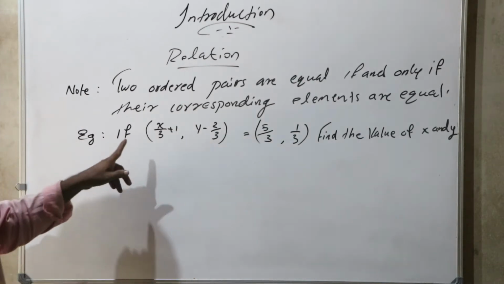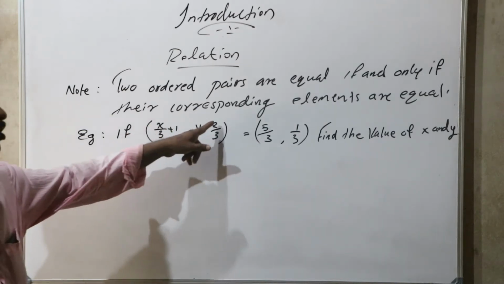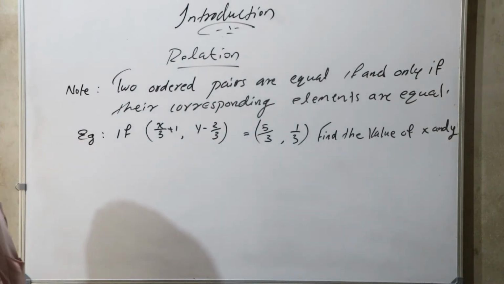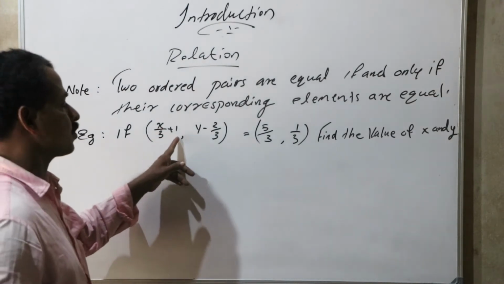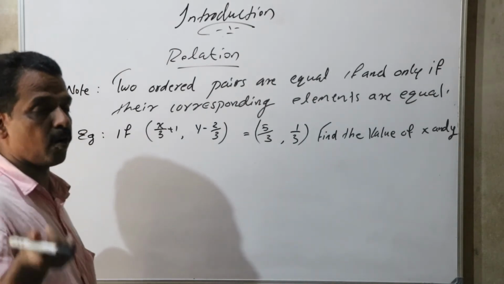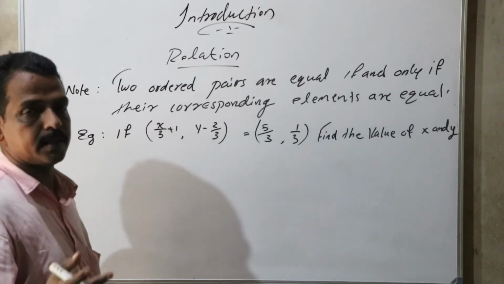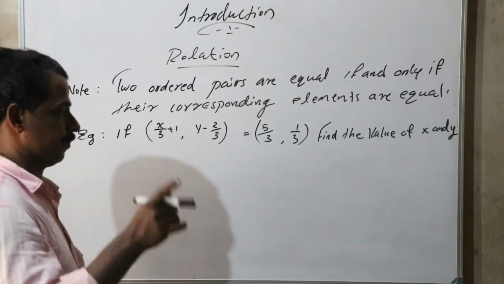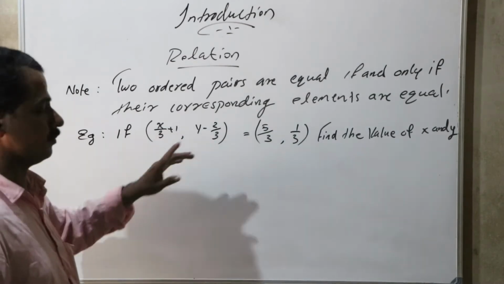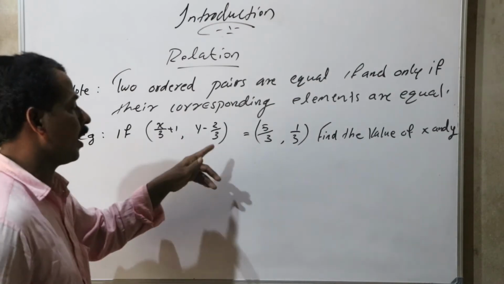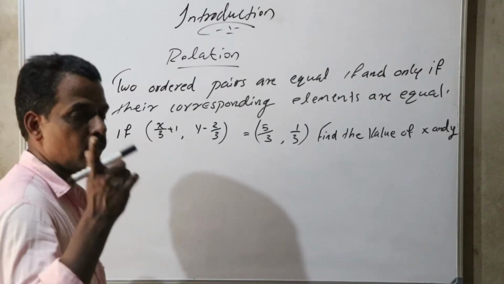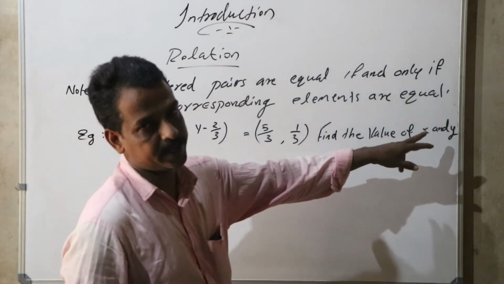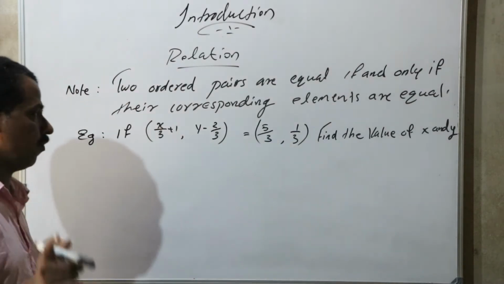Okay. Example: if (x/3 + 1, y - 2/3) are one ordered pair, two elements in one ordered pair. x/3 + 1 is one element, the representative of x. y - 2/3 is the second part of the ordered pair. (x/3 + 1, y - 2/3) is equal to (5/3, 1/3). Find the values of x and y.